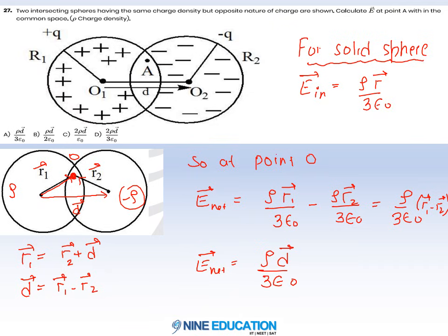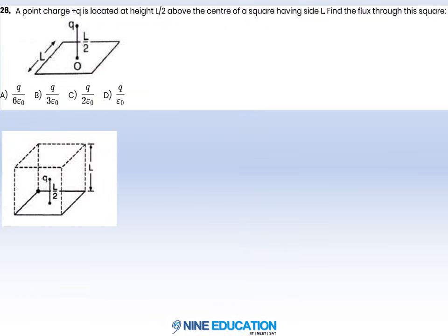So which option is correct? Option A is correct. In this question, a charge q is located at height L by 2 above the center of a square of side L. Find the flux through this square.